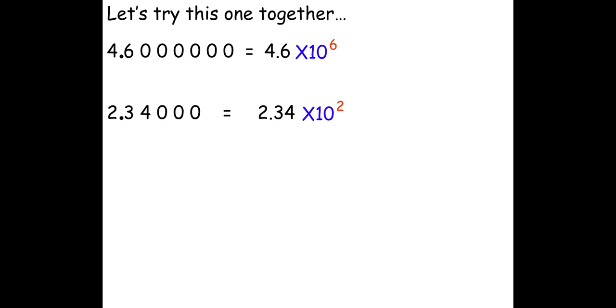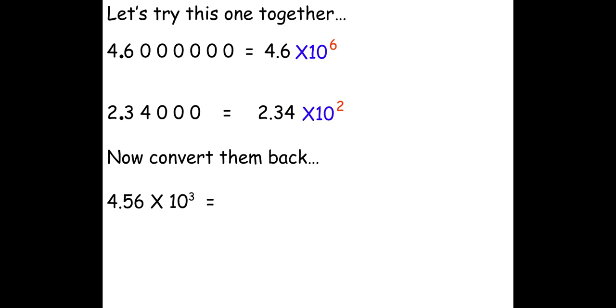So let's try this one. Pause this video and try it. If you do try this one, you realize that same rule applies. For positive numbers, move the decimal until you get a number that lies between 1 and 10. So 4.6, how many times did I move the decimal? 6 times, and so that is going to be the number in scientific notation. 234, move the decimal until you get a number that lies between 1 and 10. 2.34, how many times did I move the decimal? 2 times, okay? And so my exponent is going to be 2.